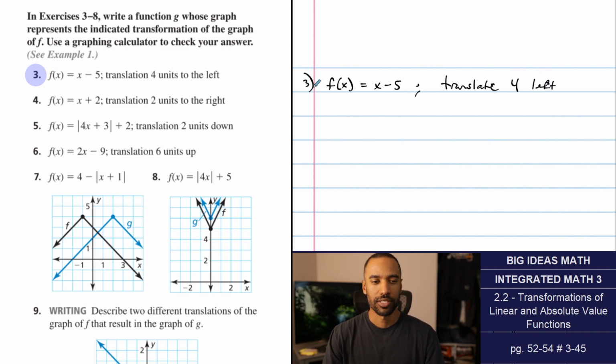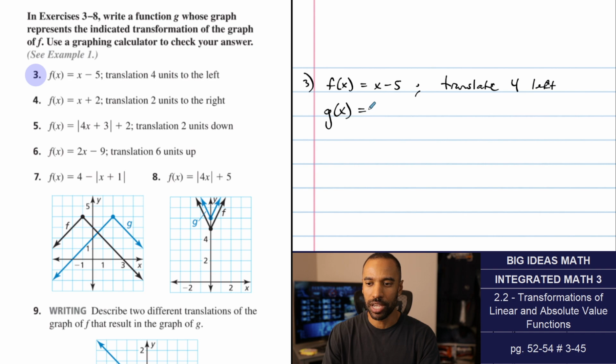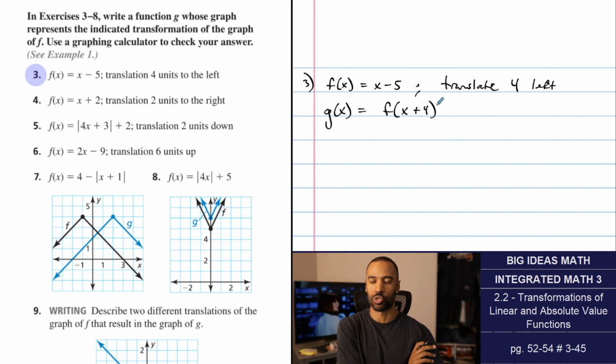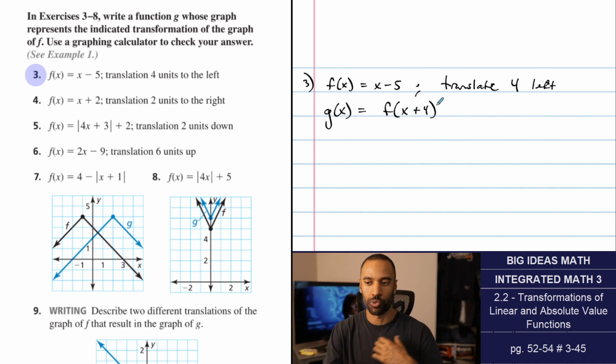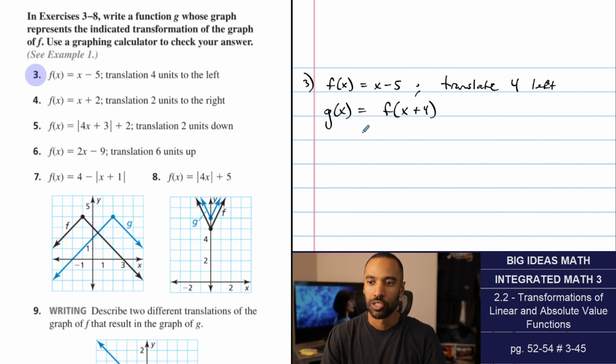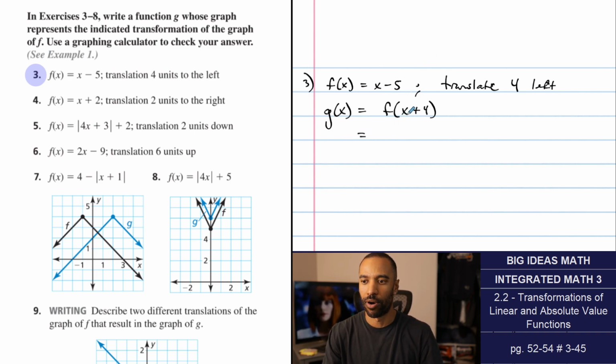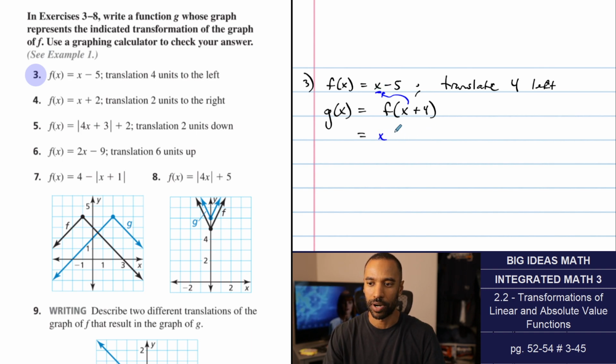Okay, to translate this thing 4 units to the left, we're going to say g of x takes our f of x, and to go 4 units to the left, we have to add 4 to all of our x's, right? Our x's are going to be 4 more to the left, so we have to make them all 4 bigger to compensate. So what is f of x plus 4? X plus 4 has to substitute in for x, literally. Wherever x is, we're now going to have an x plus 4 there. And there's still the minus 5 because that's the whole function. So x plus 4 replaces x. The minus 5 is still there.